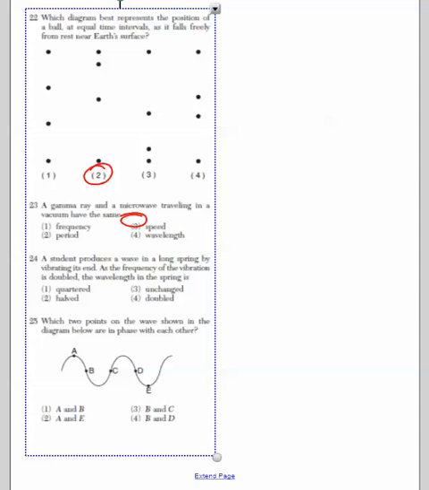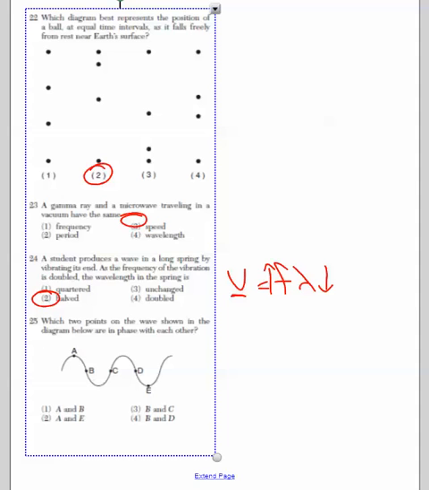A student produces a wave in a long spring by vibrating its ends. As the frequency of the vibration is doubled, the wavelength of the spring... This is related to the wave equation as well, since we know that the velocity, as long as it's staying in the same material, is going to stay the same. If frequency goes up, wavelength goes down. So in this case, frequency is doubling, so the wavelength will be cut in half.